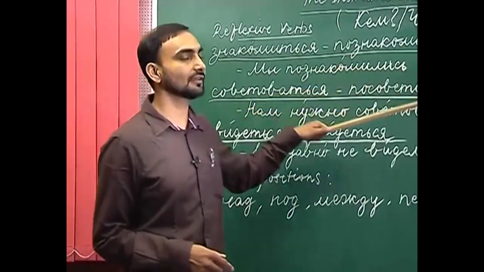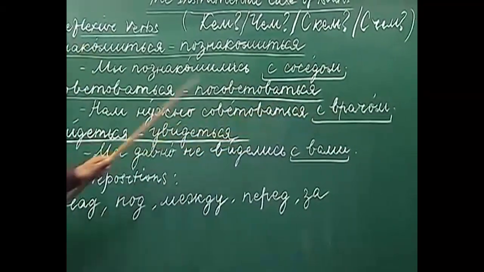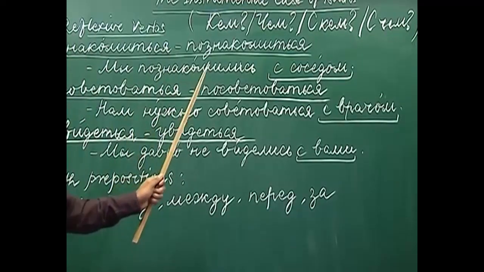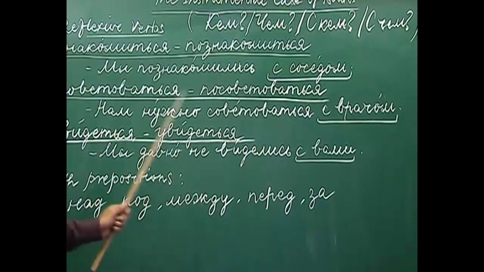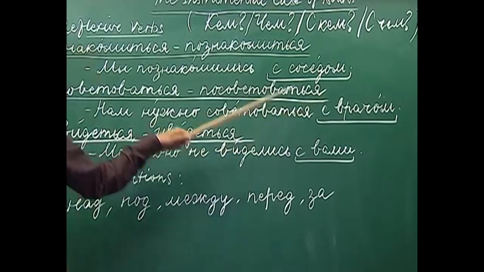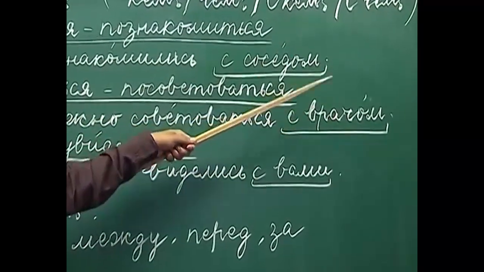So, we will use the instrumental case of the noun with the preposition с. Нам нужно советоваться с врачом. So, we must take advice from the doctor. Here the meaning remains the same, but the form of the noun changes.